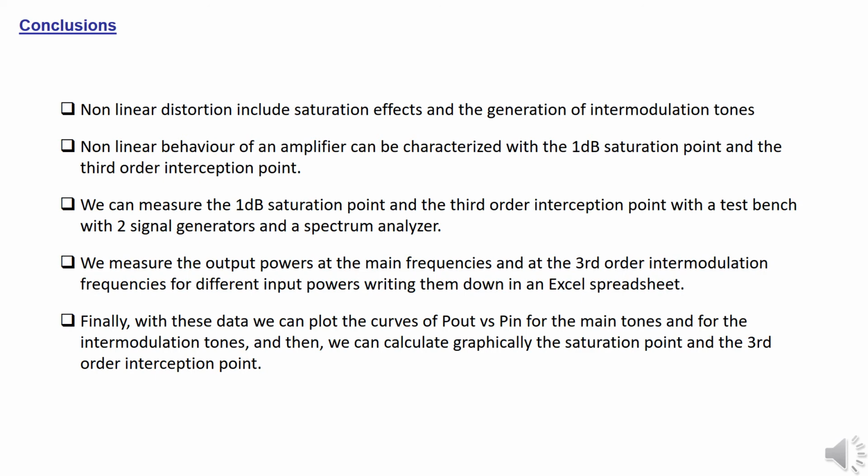Then we need also, of course, a spectrum analyzer to measure the different output powers for the main tones and for the intermodulation tones. We measured the output powers at these frequencies, and we noted down the different powers in an Excel spreadsheet. Finally, with this data, we can plot the curves of output power versus input power for the main tones and for the intermodulation tones. And from these measurements, we have calculated graphically the saturation point and the third order interception point.